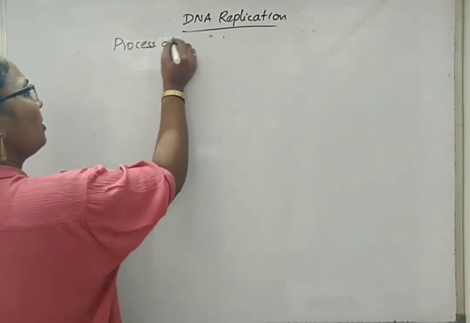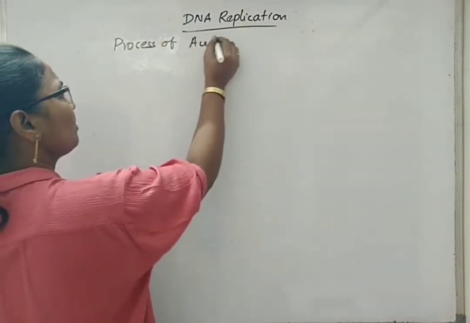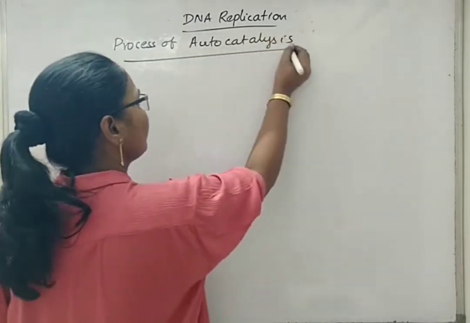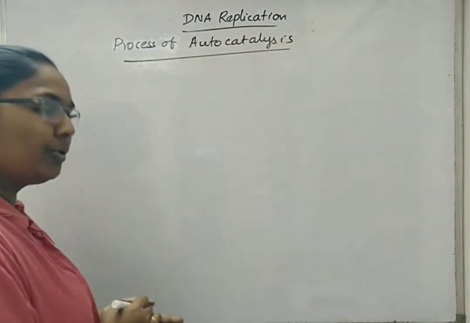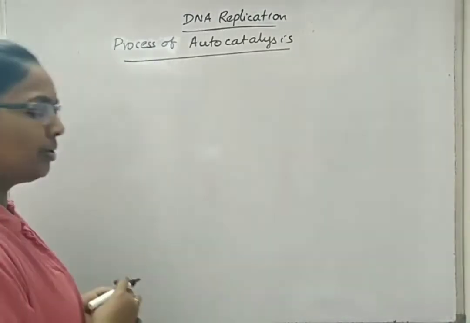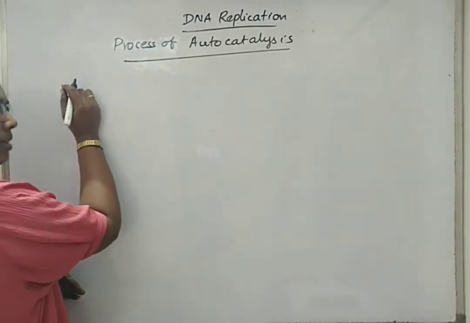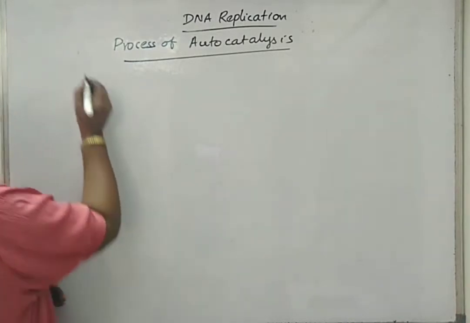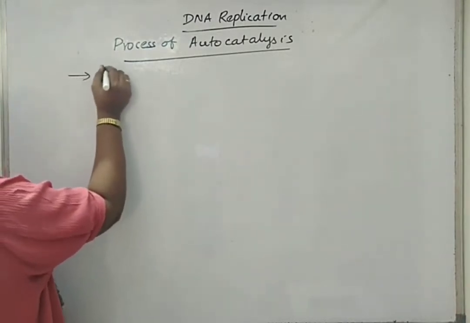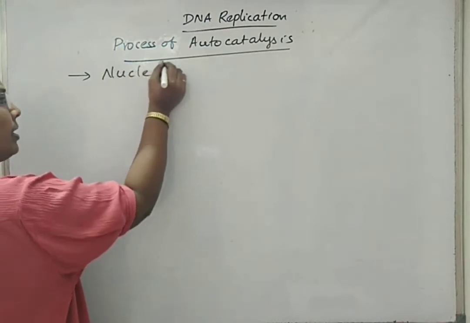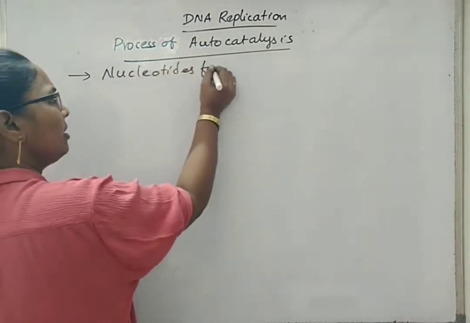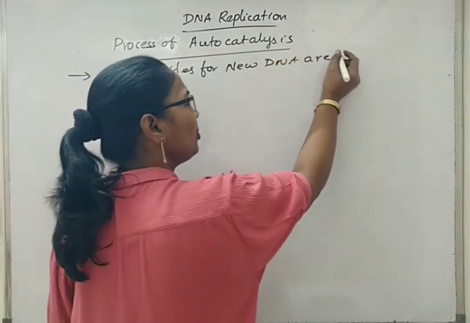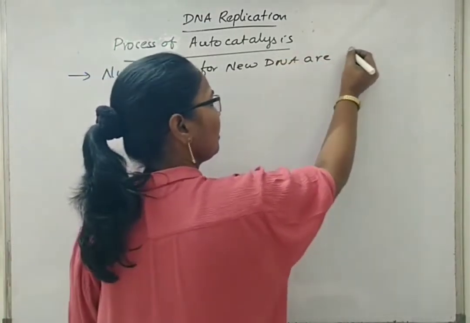Process of autocatalysis. Here the major structures are nucleotides that are framing out new DNA strands. So the cell or the nucleus will check whether sufficient nucleotides are present or not. So where are these nucleotides located initially? Nucleotides for new DNA are located in the nucleoplasm of the nucleus.